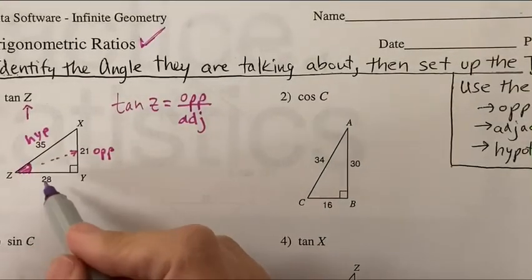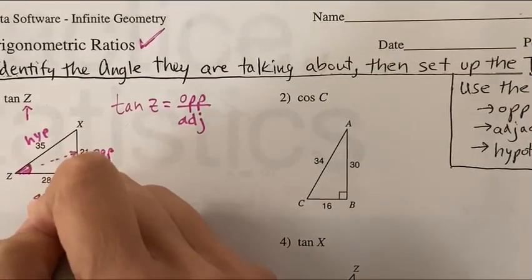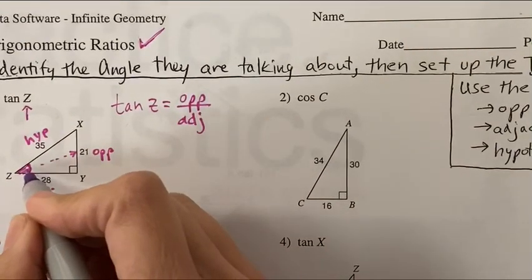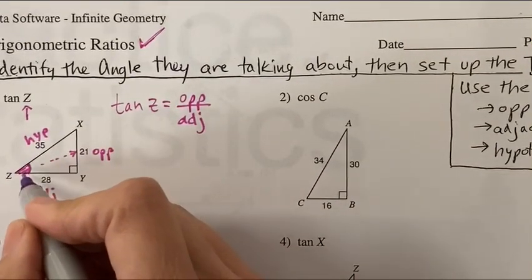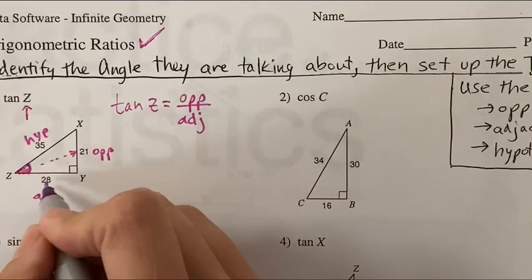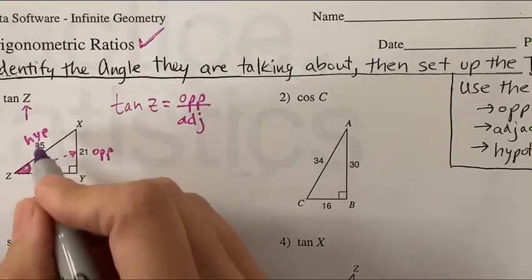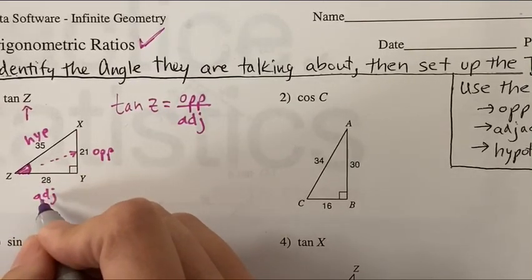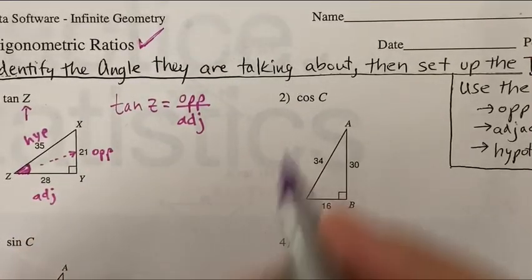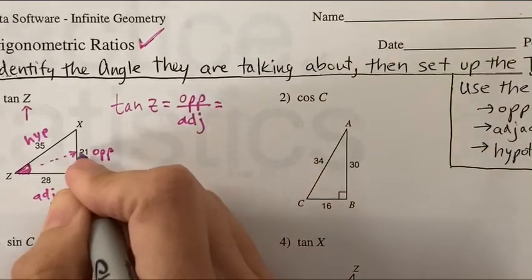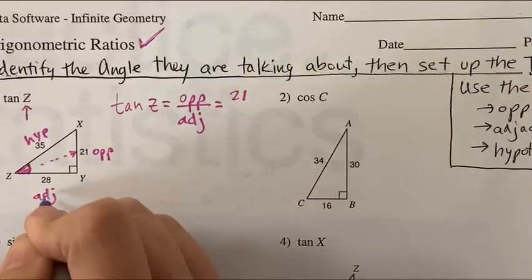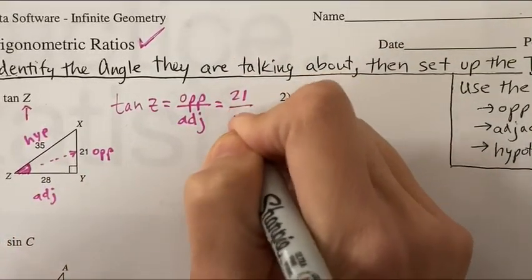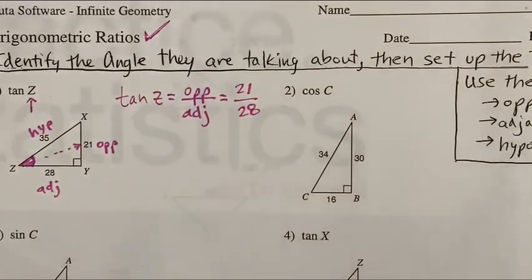So adjacent means next to. So it's a little tricky, but you notice it looks like side 35 is next to angle z and the side that's 28 long is next to it. But this one's already called the hypotenuse. So we call this side the adjacent side. Okay, now let's plug this in. So the opposite side is 21 and the adjacent side is 28. So this is how we'll be setting up these problems as we start the new chapter.